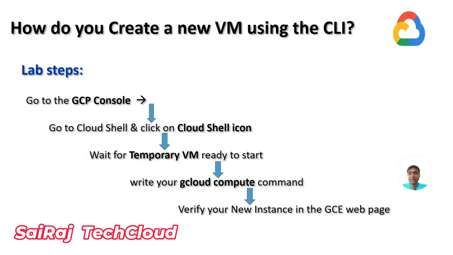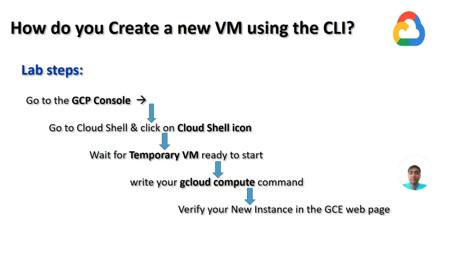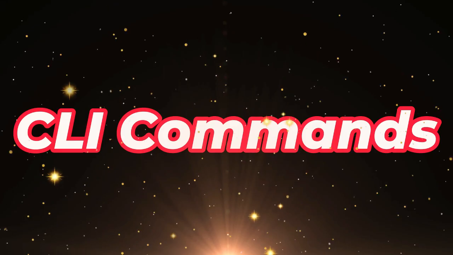Guys, these are the following steps that you can follow to create a new VM using CLI commands. First, you go to the GCP console, then activate the Cloud Shell, click on the Cloud Shell icon and wait for the temporary VM to be ready to start. Then write your gcloud compute command in the command line interface and verify your new instance in the Google Compute Engine service web page. Before we switch to the GCP Console Portal, I'll explain more details about all the CLI commands so that you can easily understand all the CLI command uses.